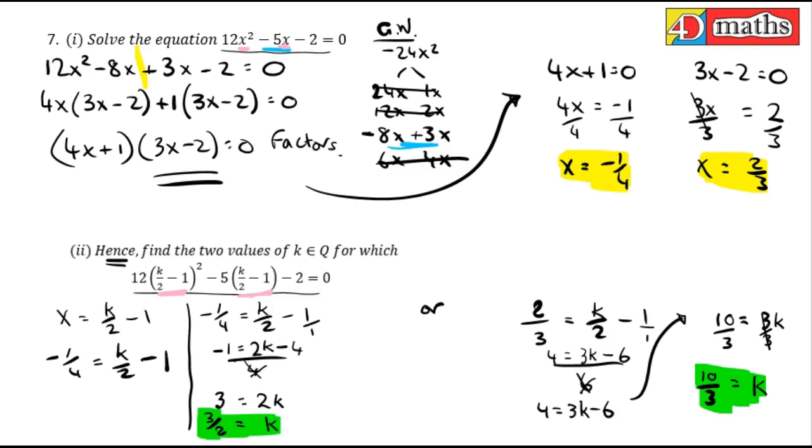And when they use the word hence, you're implying that something that you did in the first part of the question will be of use here. And in this case, that's what we used. We used the values for x to find out what we were looking for.